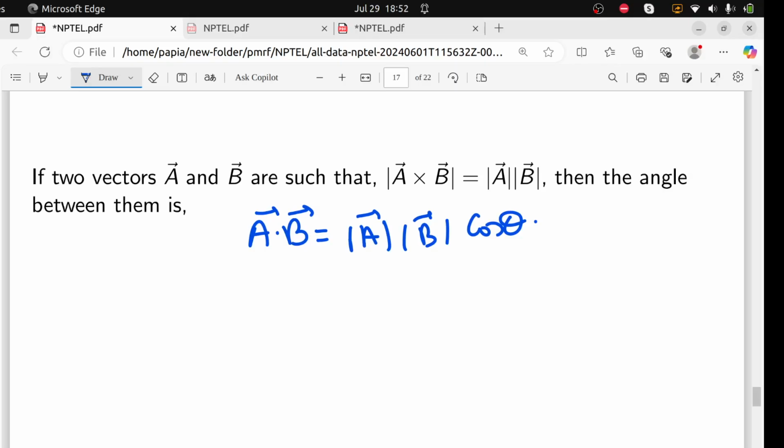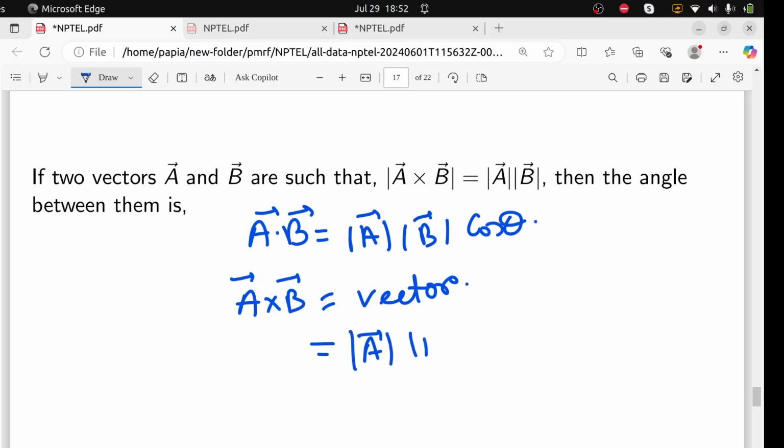So mod A does not have any direction, mod B does not have a direction, so cos theta also does not have a direction. So simply it is like that. But if I want to know A cross B, A cross B is itself a vector. So if it is a vector, what will be the expression for this?